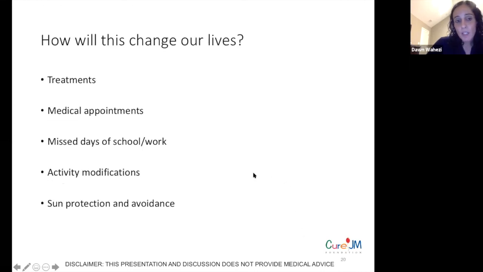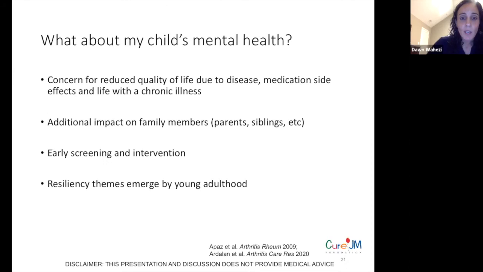You should be prepared that it might change your lives. Again, we just talked about all the treatments that your child has to go through, all the medical appointments. There's missed days of school and work. You may need to do activity modifications depending on how weak your child is and if there's any concerns about their muscle strength or their bone health. And then again, just being careful with the sun. We have patients who go to the beach or pools at 5 o'clock in the summer so that they avoid the sun.